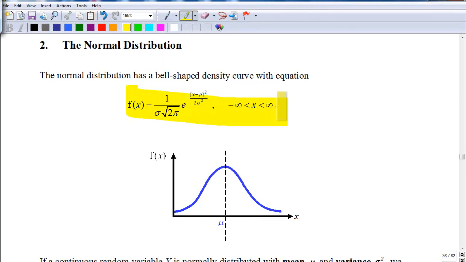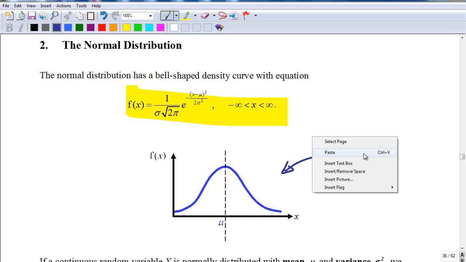Now, the normal distribution will have a probability distribution function that looks like this. If you were to use a GC or any graphing software to sketch out this graph, you will get the graph you see in your notes here. Now, it's not too difficult to see why people associate this with a bell.